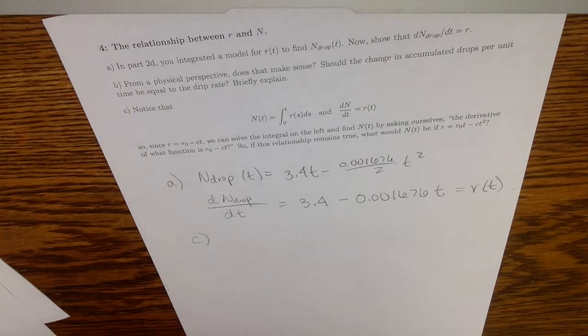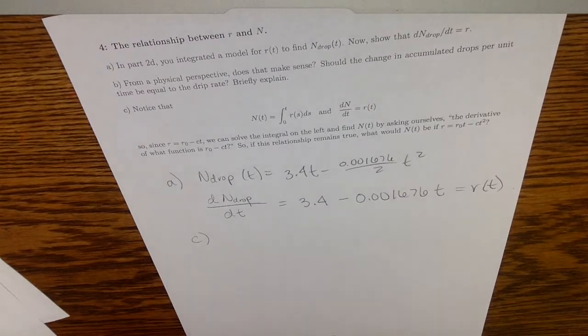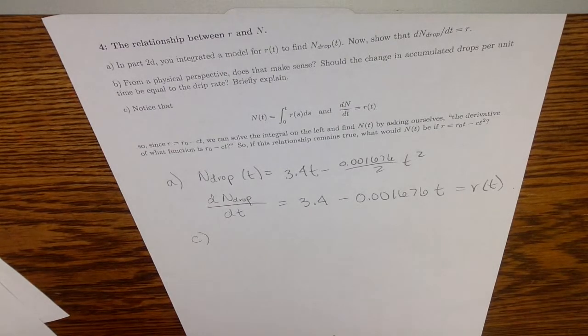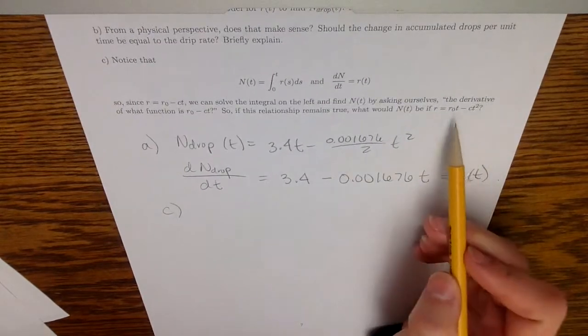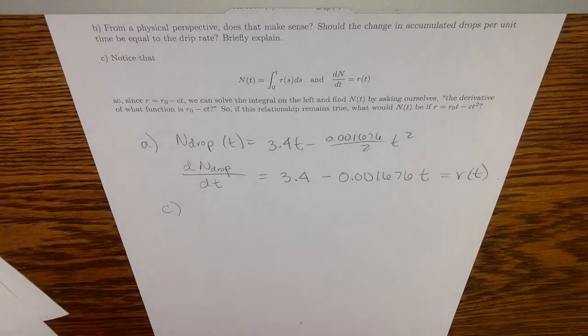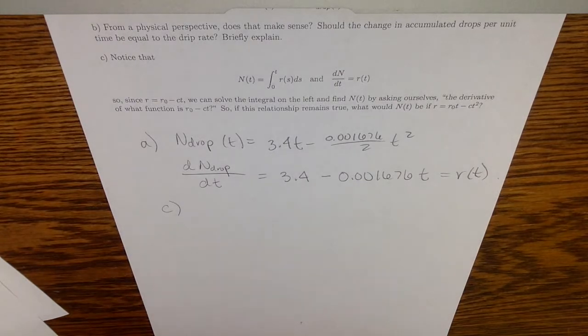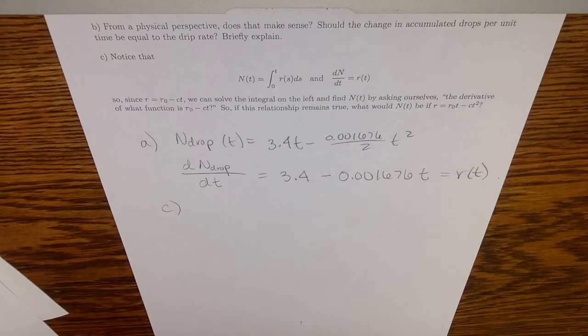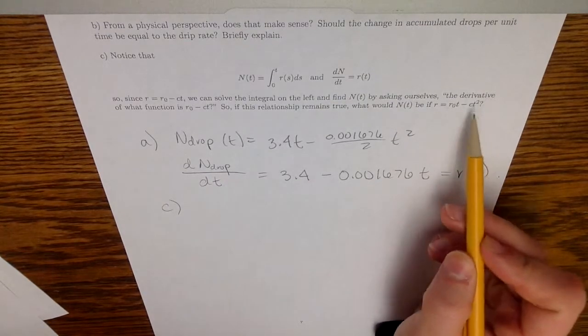And so since we had that the rate was linear, we could solve the integral on the left and find the number of drops by asking ourselves, what function has derivative the rate, this linear function? So if this relationship remains true, what would the number of drops be if r was some quadratic function, r0 t minus c t squared? Okay, so what they're asking us is, can we integrate this quadratic function? And now you definitely can, but before you could too. You just had to ask yourselves, what's the antiderivative of this?